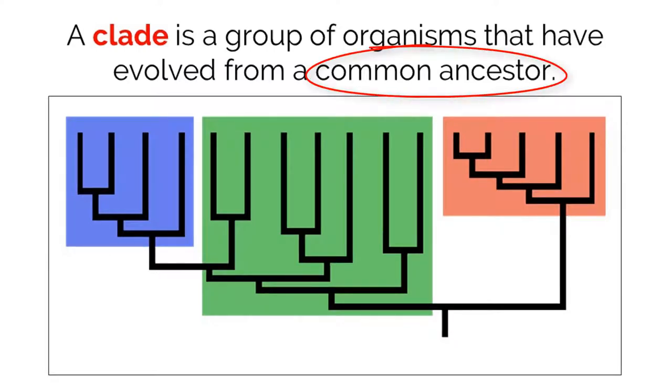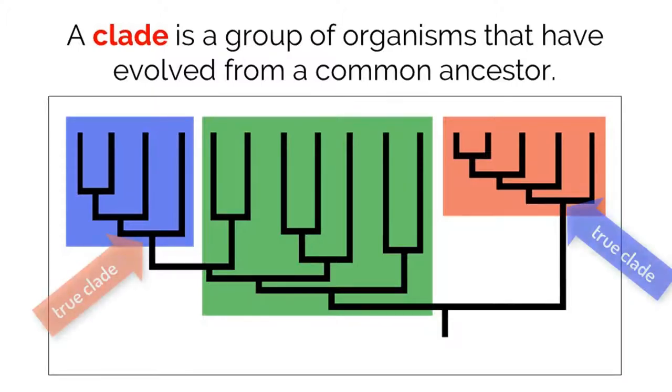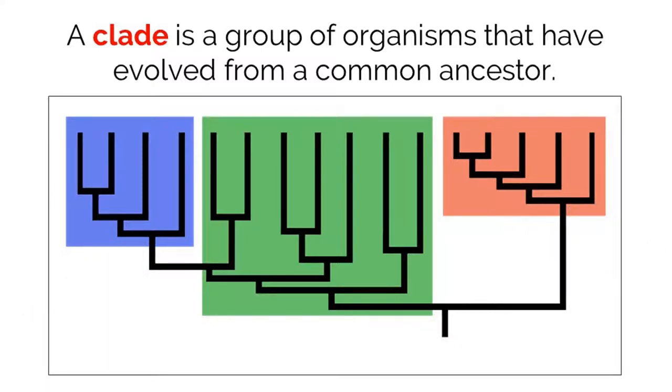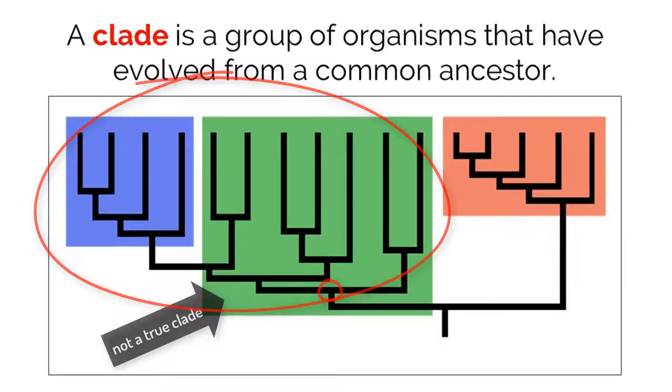Below there are three highlighted colors in this cladogram. The blue and red colors represent true clades because they highlight all organisms after the common point of divergence. What is shown in green, however, is not a true clade because it does not take into account all organisms that arise after the common point of divergence. From this point, the true clade would include all of the following branches.